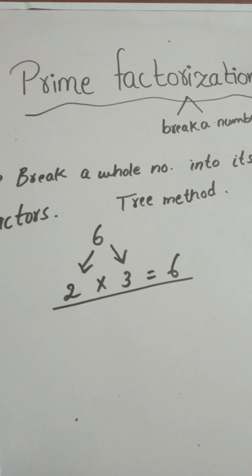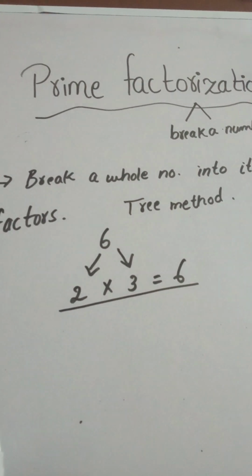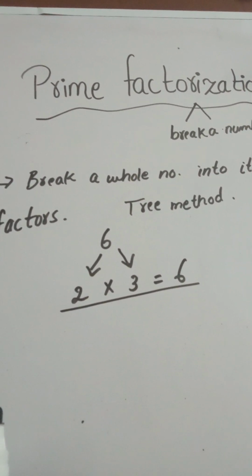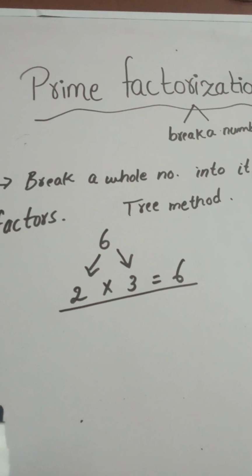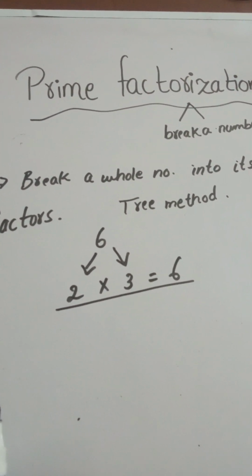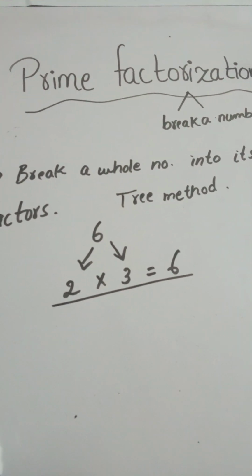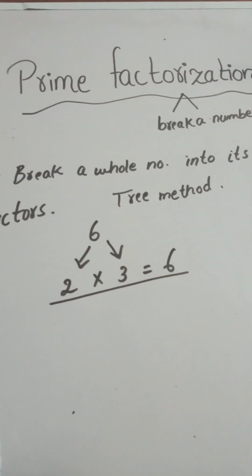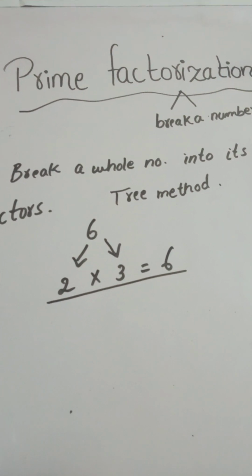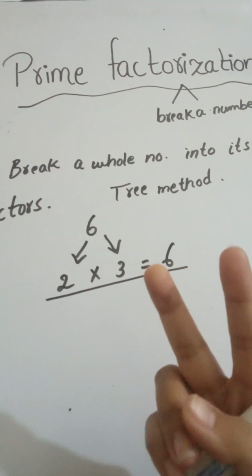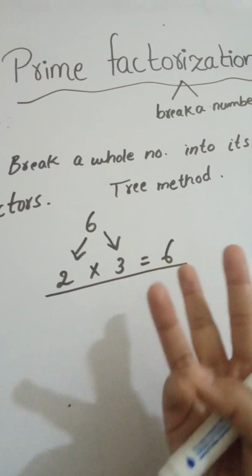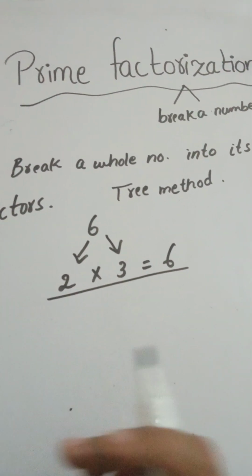So why do we use prime factorization? We use prime factorization to find the square root, to find HCF, to find LCM. All these are concepts which we solve by using prime factorization. So in my next videos, I will explain how we can find the square root by prime factorization, how we find the LCM, what LCM is, and how we will find the HCF of 2 or 3 given numbers. Okay, thank you.